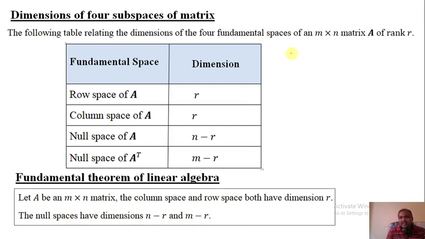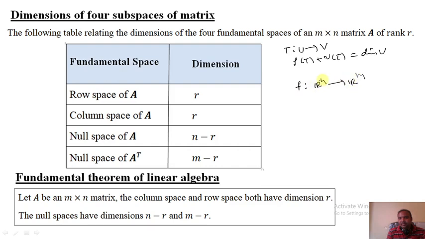It is the same as the rank nullity theorem. You know, for T from U to V, rank of T plus nullity of T equals the dimension of U. Same thing here: take a function from Rn to Rm. Suppose you have a transformation T from Rn to Rm. Now rank of T plus nullity of T equals the dimension of R power n.